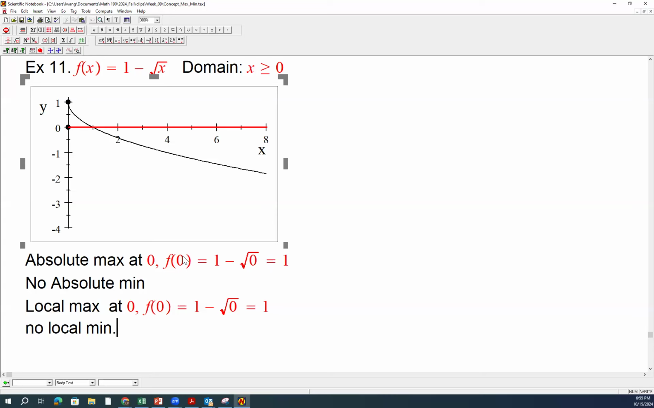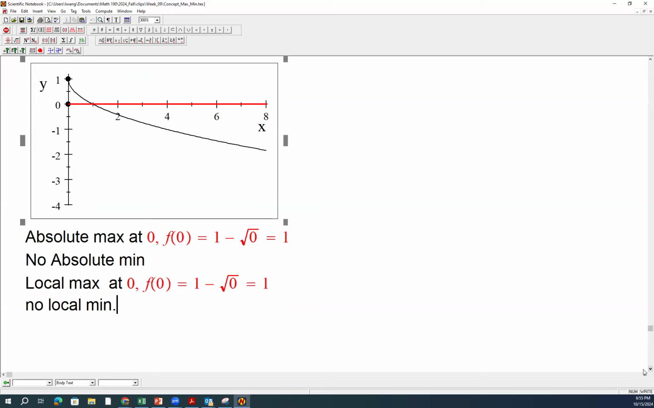Absolute min does not guarantee we have a local min or not, because we will see that in the future. So these two are not necessarily related in that way. Let me repeat: if we don't have absolute min, sometimes we may have a local min. All right. Number 12.